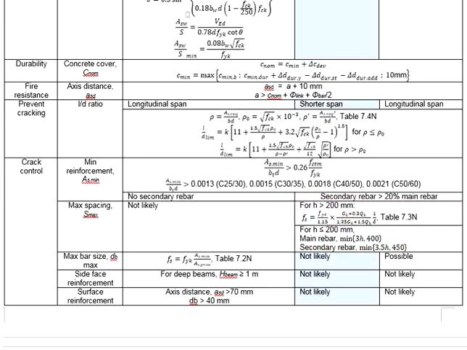Now, the maximum spacing for the slab and the staircase will be governed by the thickness of those members. If the thickness is more than 200 mm, you may use these equations to determine the stress in the steel bar, and then refer to Table 7.3N in Eurocode 2 to determine the maximum spacing. In the case that h, the thickness, is less than 200 mm, these two requirements are applied to the main reinforcement bar and the secondary reinforcement bars.